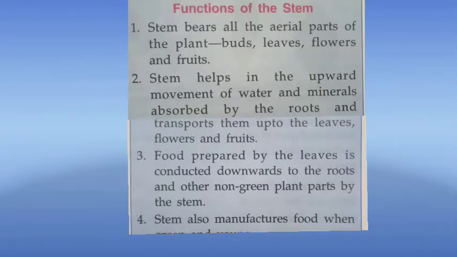Now let us study some of the functions of the stem. The stem bears all the aerial parts of a plant, such as buds, leaves, flowers and fruits. The stem helps in the upward movement of water and minerals which are absorbed by the root, and transports them up to the leaves, fruits and flowers. Food prepared by leaves is conducted downward to the roots and to other non-green parts of the plant by the stem. The stem also manufactures food when the plant is green and young.